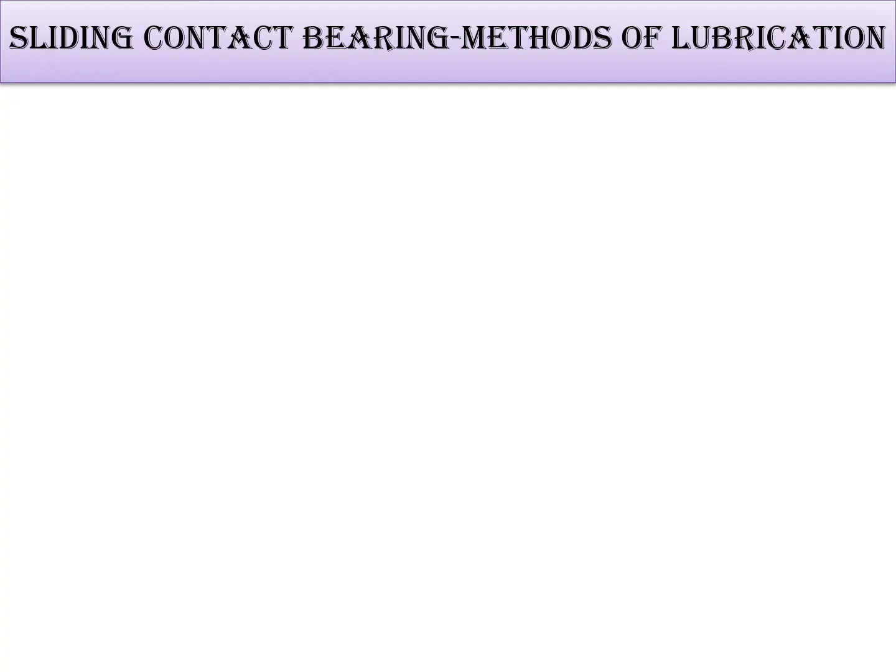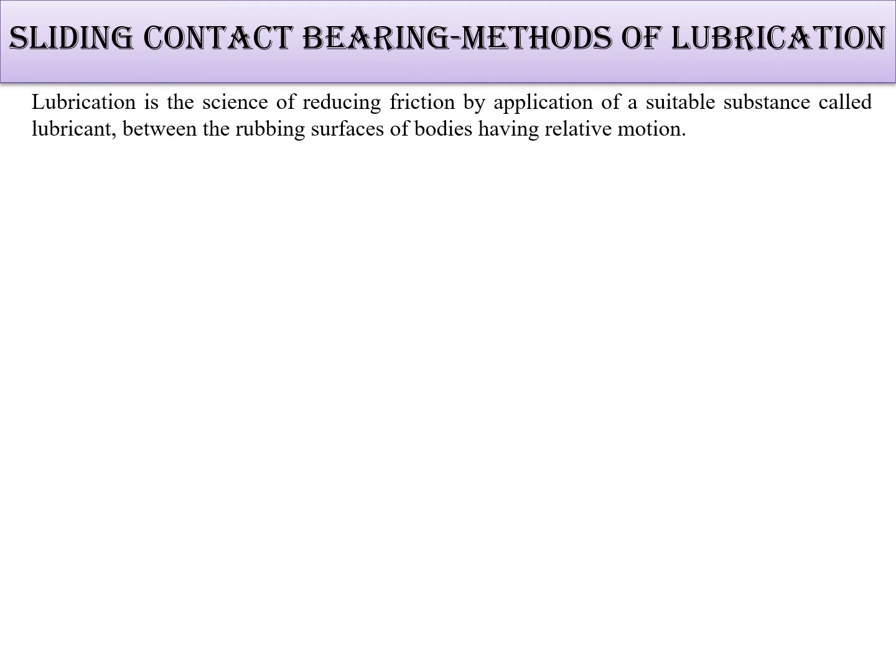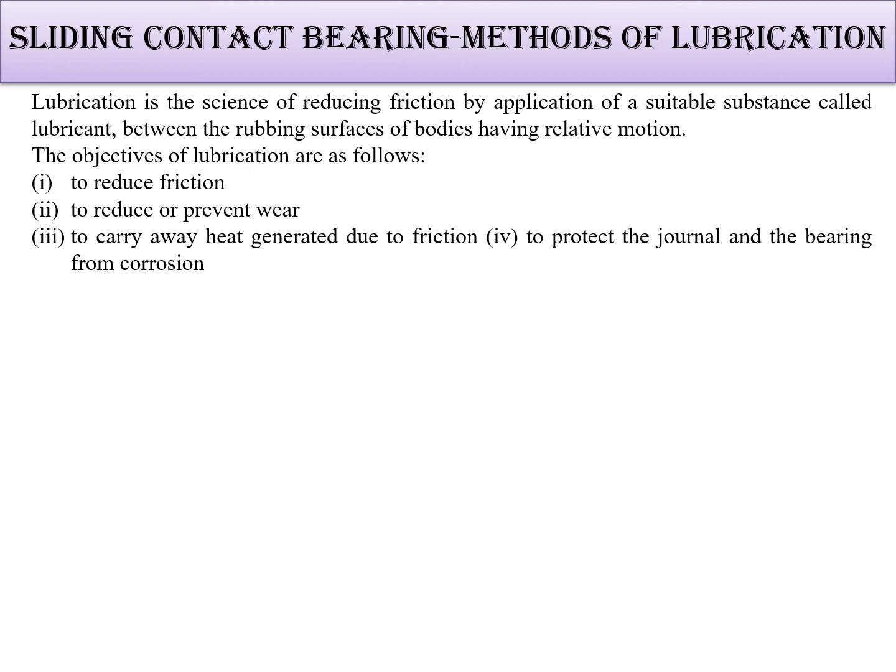Now up till now we have seen the roller bearing, the ball bearings and all. Right now, the sliding contact bearing. This is a different type. So lubrication, we know that it is used to avoid the rubbing surfaces and to have a relative motion between them. Lubrication helps us to reduce the friction, to reduce the wear, and to carry away heat generated due to friction. Okay, now it also helps to protect the journal and bearing from corrosion also.